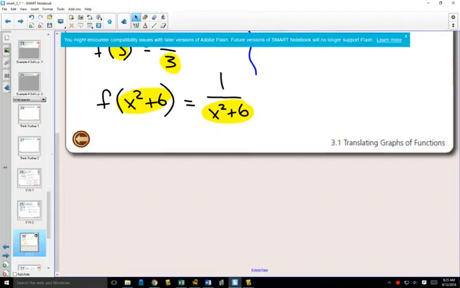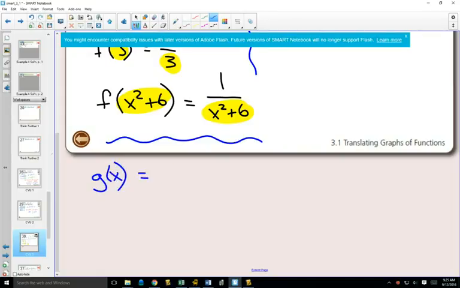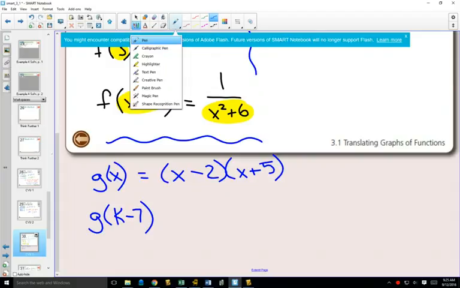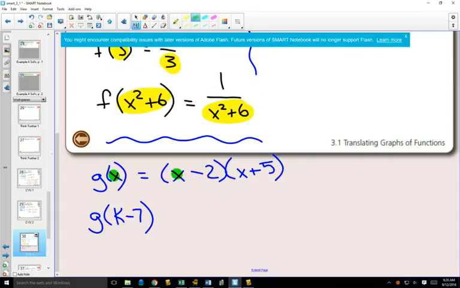So let's do a couple more examples just to make sure that we understand this. I'm going to create a new function. I'm going to say g of x is equal to x minus 2x plus 5. What is g of k minus 7? So again, what's happened? The x has been replaced with a k minus 7. So all we do is wherever there's an x, we're now going to replace that with a k minus 7.